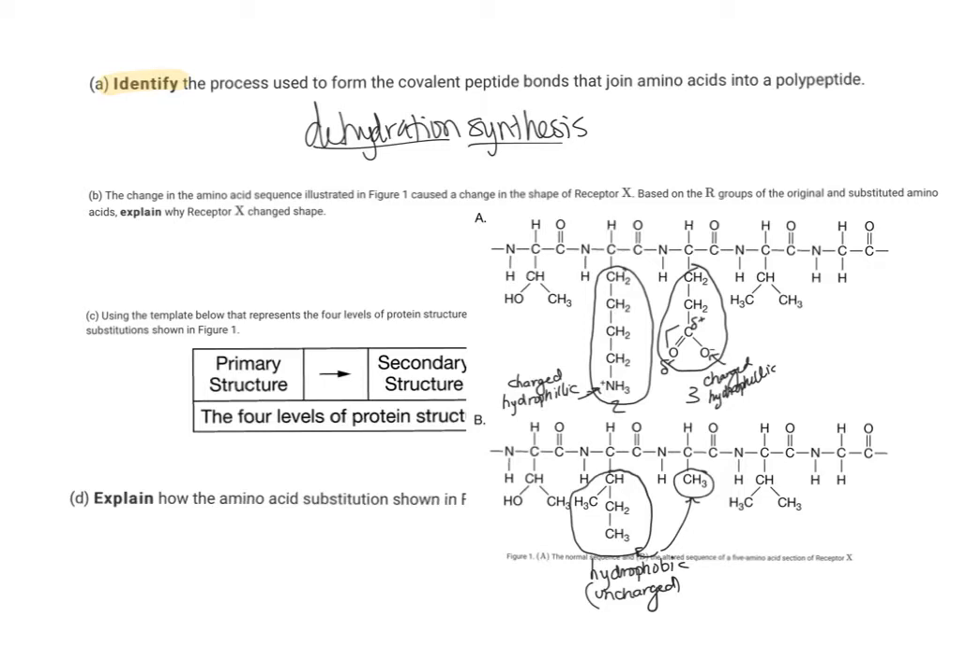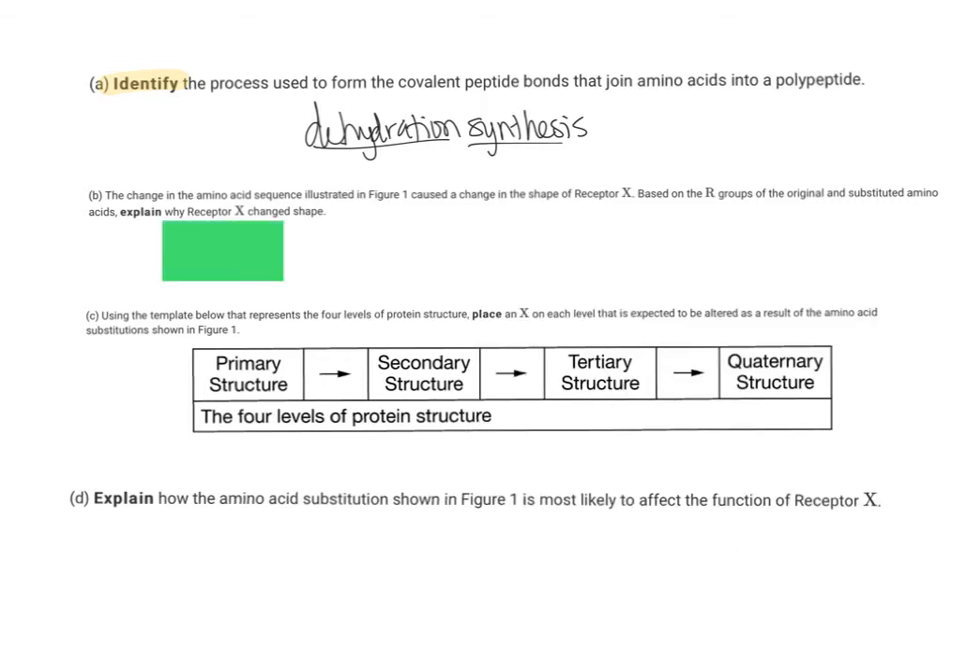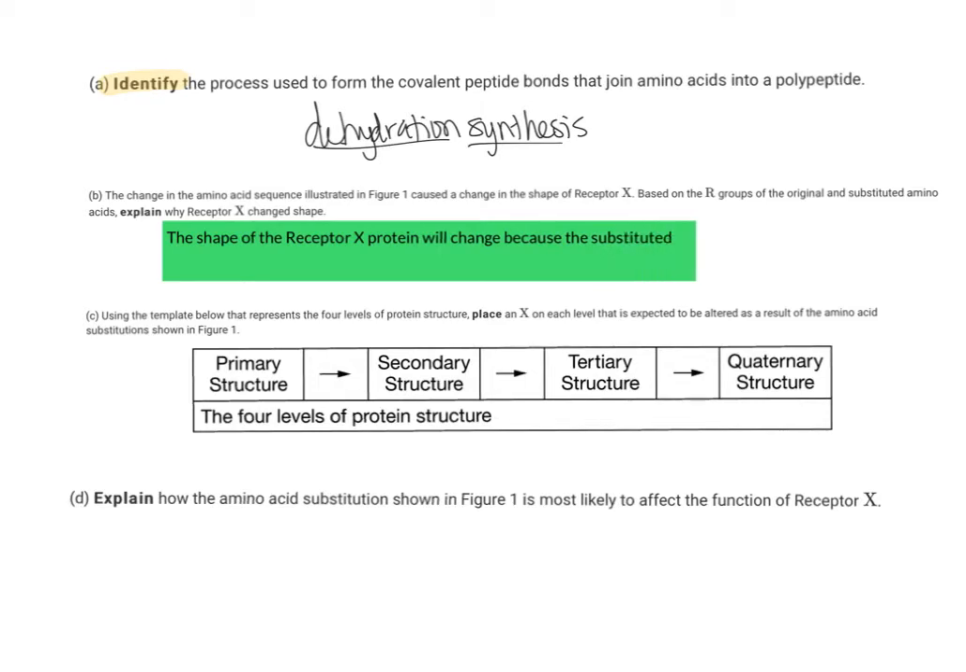And we know that hydrophobic R groups are going to want to avoid water. And so they actually move towards the inside, away from the outer edge of the protein where water is found. And so this is going to really affect how this protein folds, especially in the tertiary structure, because of these changes. Okay, so just to summarize what I just said, the shape of the receptor X protein will change because the substituted R groups have much different properties.